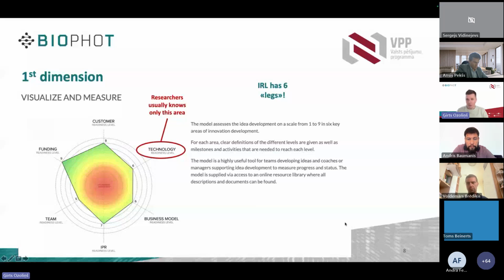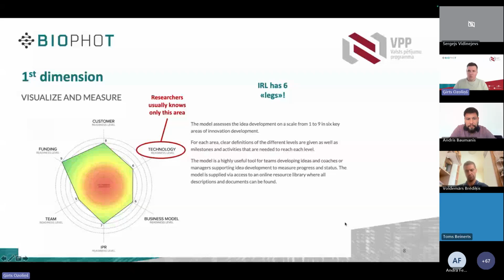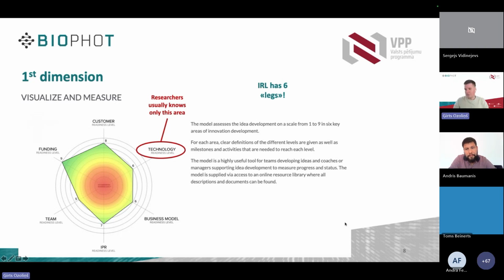You can see there's customer readiness level, funding readiness level, team readiness level, intellectual property readiness level, and of course business model readiness level. We will take a closer look at all of these aspects, but in general I can say that it's very straightforward and very easy to understand how this innovation readiness level methodology actually works.